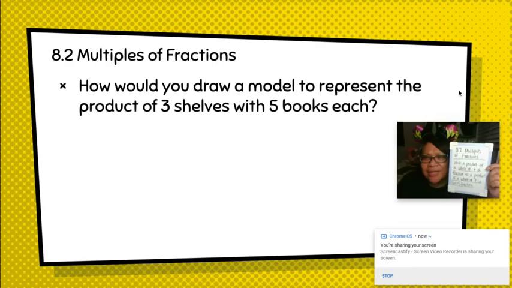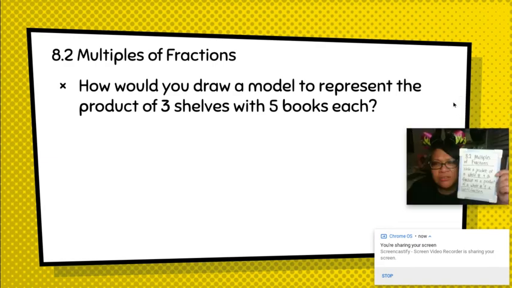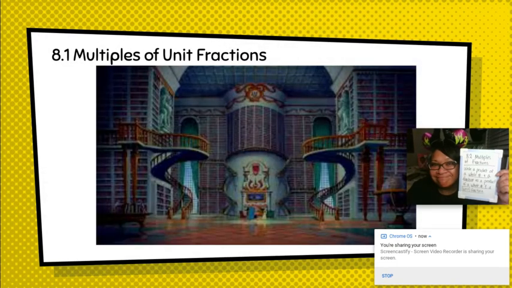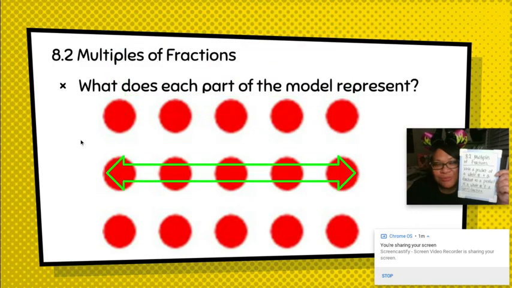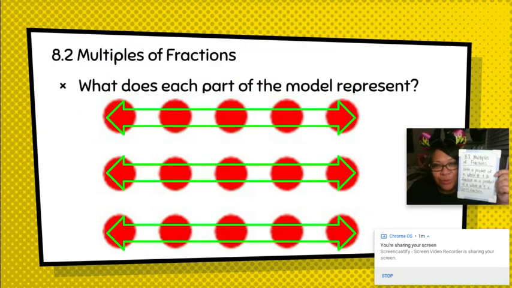So let's go ahead and look at this. How would you draw a model to represent the product of 3 shelves with 5 books each? And I'm going to be honest, anytime I hear about books, I think of this library, right? So to show this in models, perhaps you would use something like a red circle like I did, and that would represent a book. Each red circle would represent a book, and each of these rows would probably represent a bookshelf, right? So 3 times 5 is 15.